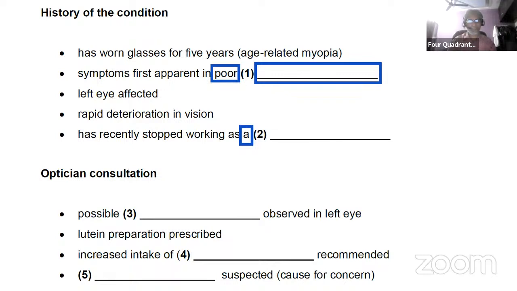Firecracker 3. So, what do you think? Possible dash. Observed in left eye. Possible difficulty. A noun will come there. So write down what the examples are.